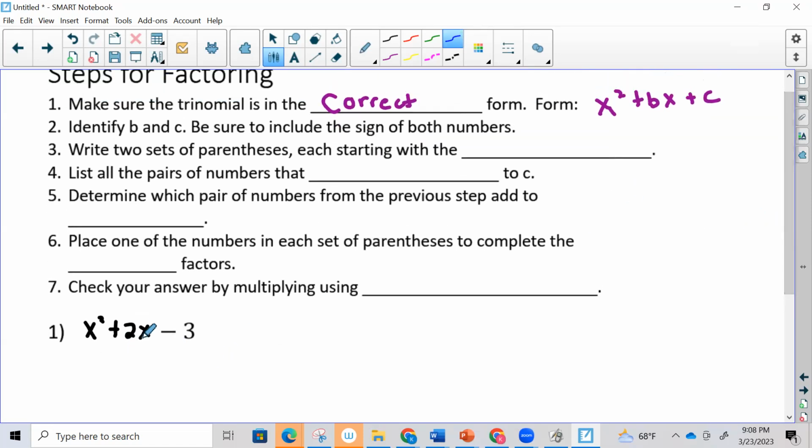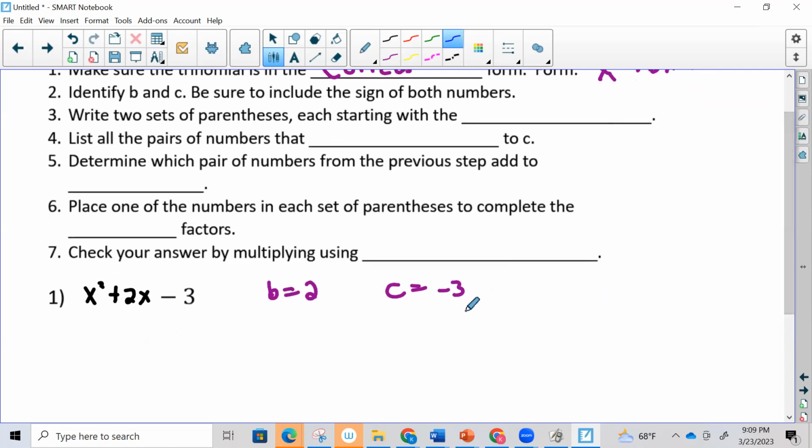Okay. So we're going to do this example with our steps. So we have x squared plus 2x minus 3. That is in the correct form. Okay, I'm going to identify b and c. So my b is that number in front of the x, which is 2. And my c is the number added or subtracted at the end, which is 3, and we keep the sign, so -3. Okay. So what I usually do is I make a chart to help me with this. So we're going to write two sets of parentheses, each starting with the variable.